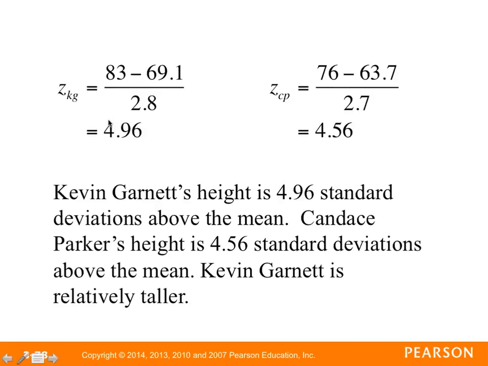Now, you can get negative z-scores. Negative z-scores are going to happen when you have observations that are below the mean. So a positive z-score means you're above the mean. A negative z-score means you're below the mean.